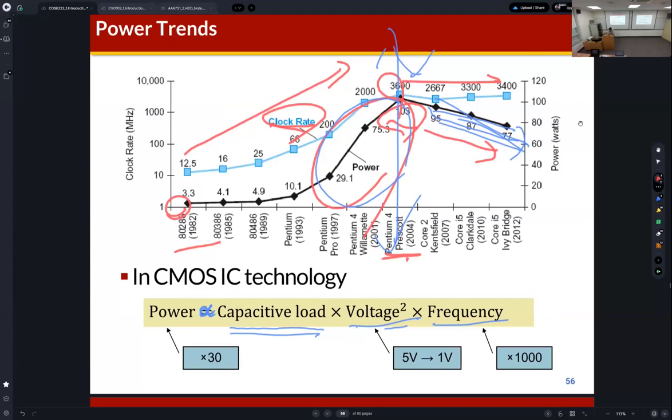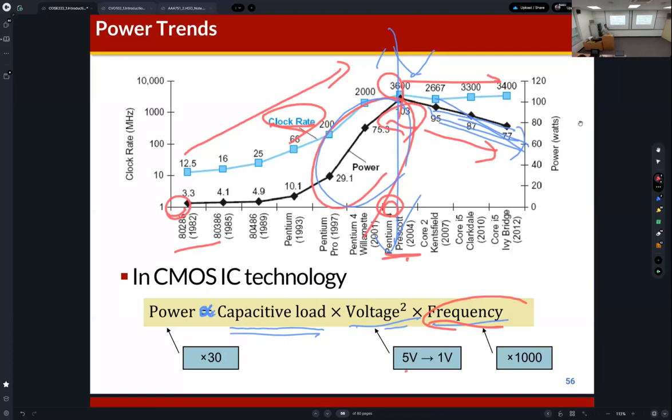From this CPU to this CPU, the voltage is reduced, right? This is good news for this CPU, because the voltage is reduced, so we can reduce the power consumption. It's reduced from 5 volts to 1 volt, so the power consumption will be reduced by 1/25, right? It's very good news. But how about the frequency? Frequency is increased dramatically, about 1,000 times, right?